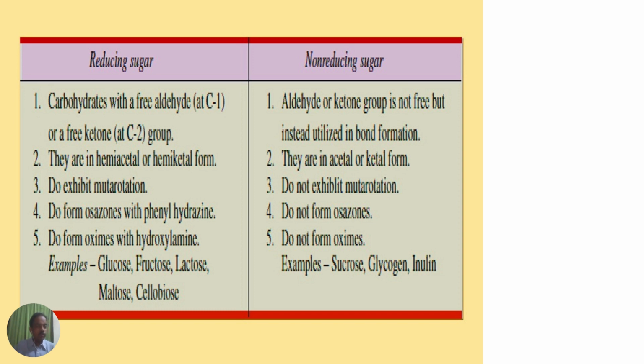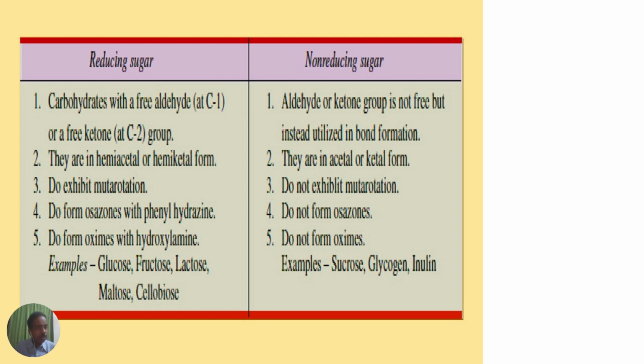So you have a very important term in carbohydrates, which is called reducing sugar and non-reducing sugar. A carbohydrate with a free aldehyde group at carbon 1 or a free ketone group at carbon 2 is said to have reducing sugar properties. If the aldehyde and ketone group is not free, it is a non-reducing sugar.